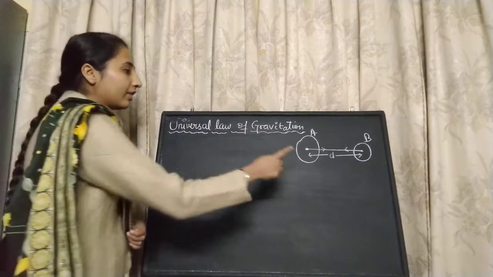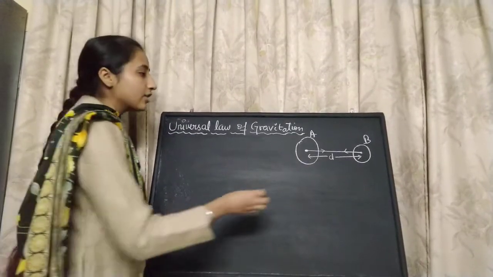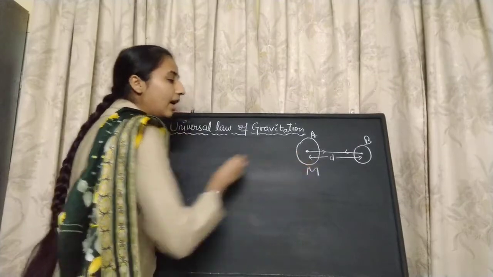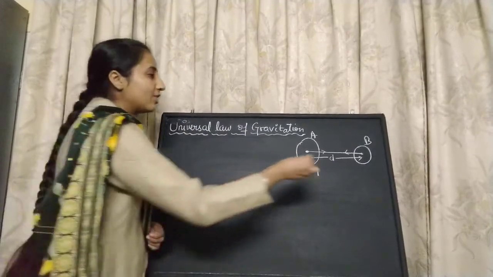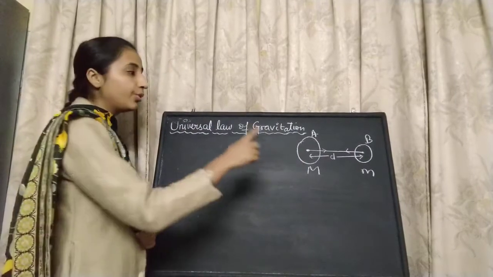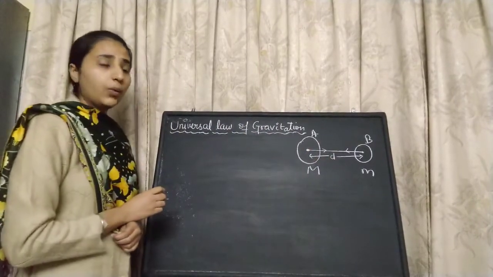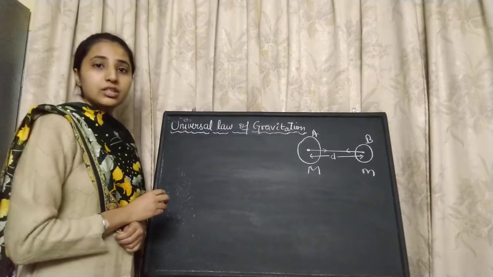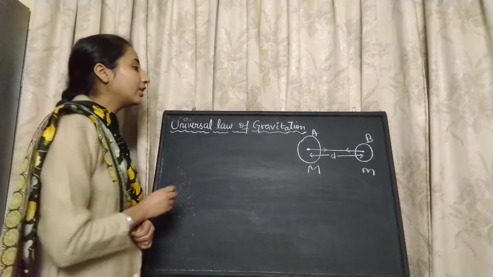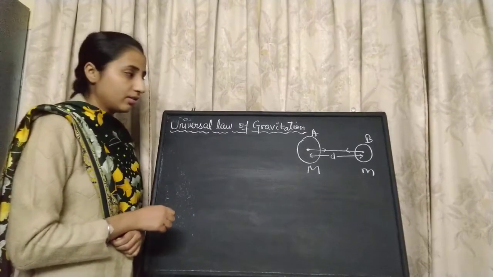So, we have considered two objects A and B. Object A has mass capital M and object B has mass small m. The distance between the two objects is given by small d. Now, according to the first statement, the force is directly proportional to the product of their masses.